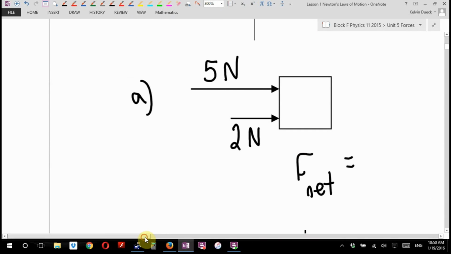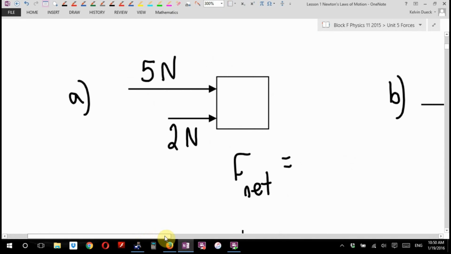If I have 7 newtons to the right and 2 newtons, I said 7 newtons, wow, there's a Freudian slip. If I have 5 newtons to the right and 2 newtons to the right, Cohen, what's the net overall force here? 7. And we'll add a directional component as well. Kevin, you with me? Good.